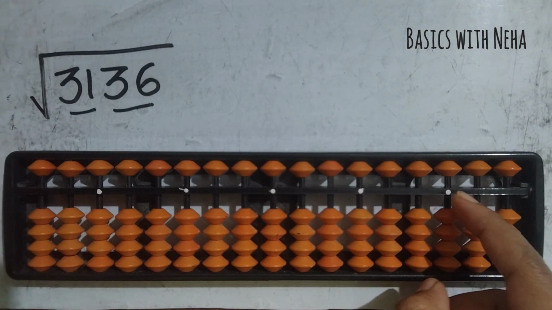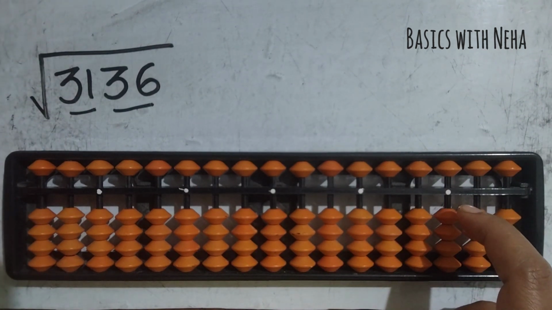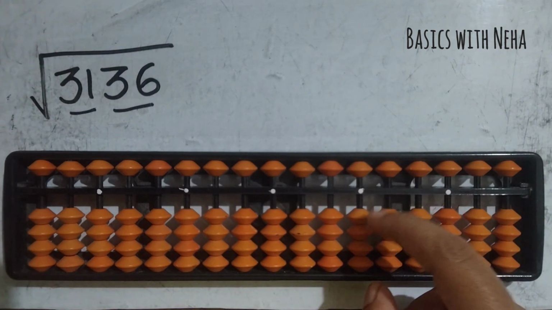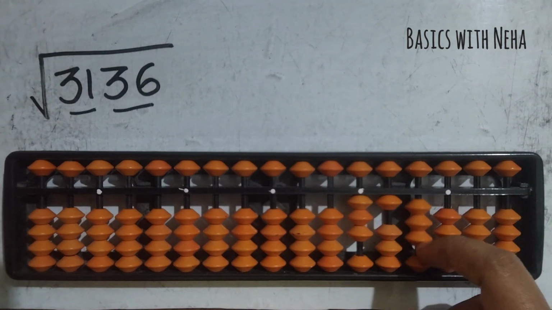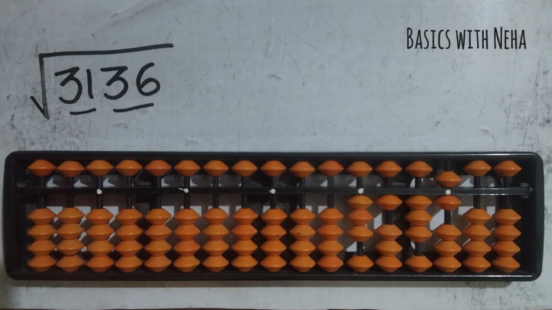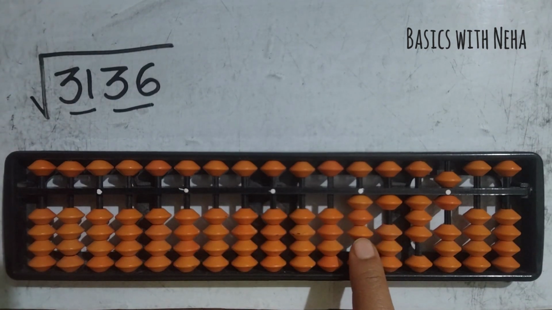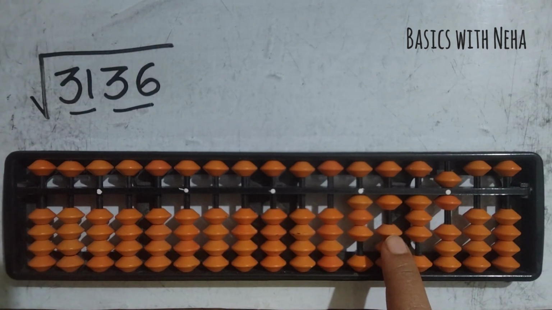I would prefer to choose the house pointer, the pointer rods, to place my number place-wise. So I'll place 3136. Now since I have grouped into two, my answer will be a two-digit number. So let me consider these two rods to be my answer rods. Now I have to find the number whose square is near to 31 or is 31.